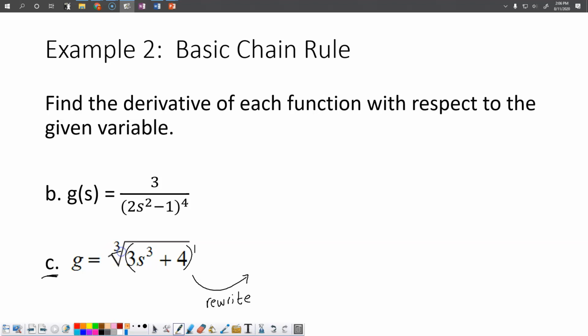So now I see my root is 3 and my power is 1. I'm going to rewrite it to be 3s cubed plus 4 to the power of 1/3. That's what I would recommend. Now that we've got it rewritten, we see that this is our inside function. And our outside function is a 3rd power. Okay? At this point, we're going to go ahead and find the derivative then.